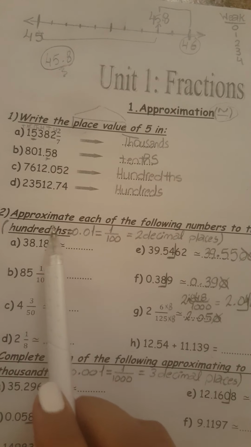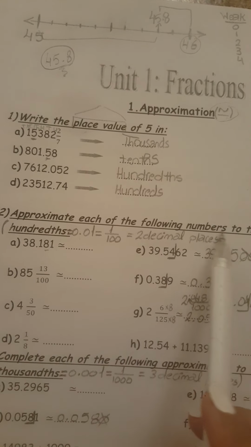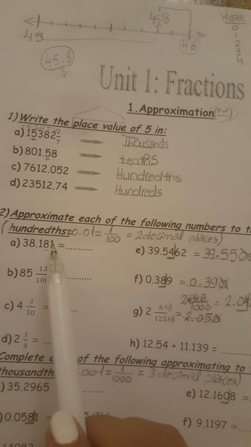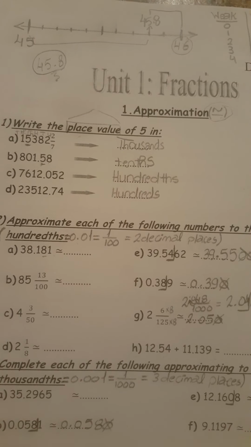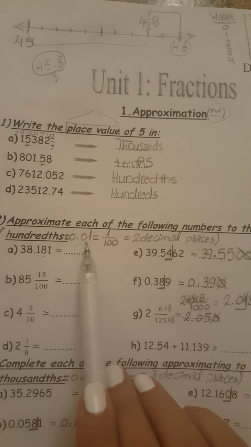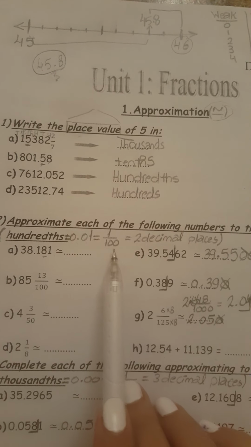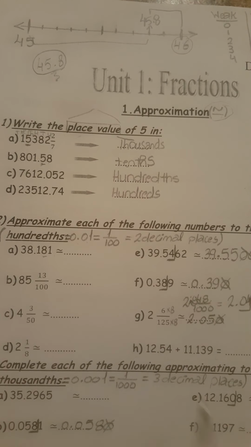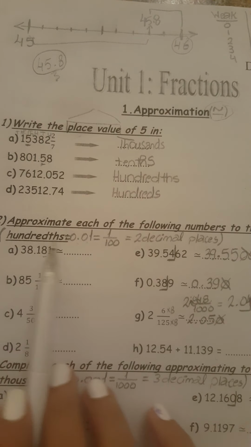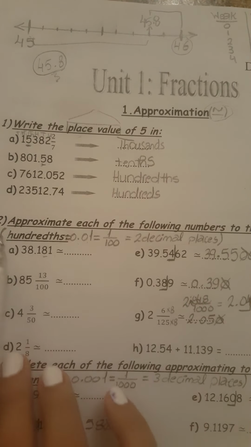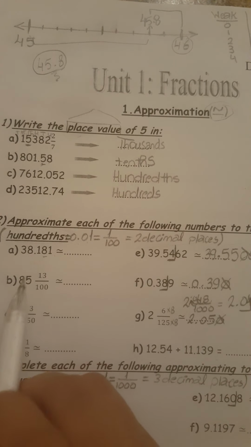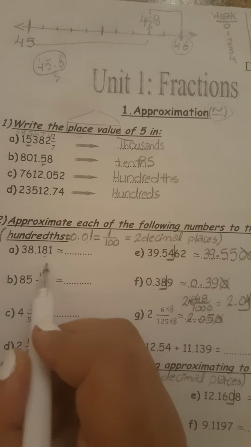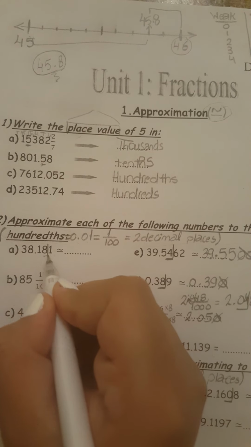Question 2. Approximate each of the following numbers to the nearest hundredth. What is the meaning of hundredth? Hundredth is the same if I say 0.01, the same if I say 1 over 100, the same if I say 2 decimal places. If he asks me to approximate to the nearest any of these, all of these mean hundredth. Okay? How will I do it? Let's see. Where is the hundredth? I must know the place. Which digit? This 8. Yes, so I will go and make my wall here.